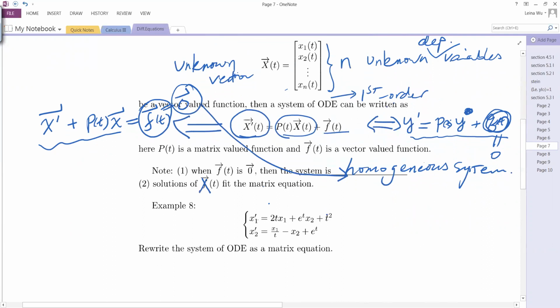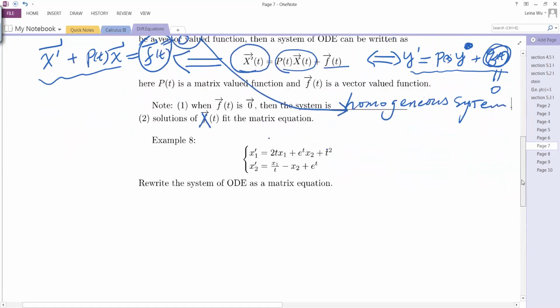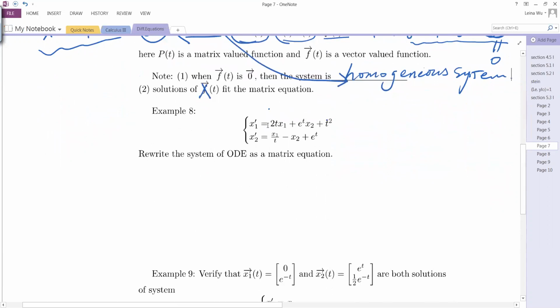Okay, so next let's try to use what we have just learned and rewrite this following system of equation as a matrix equation. You have x1 prime equals 2t times x1 plus e to the t x2 plus t squared. Second equation is x2 prime equals x1 over t minus x2 plus e to the t.